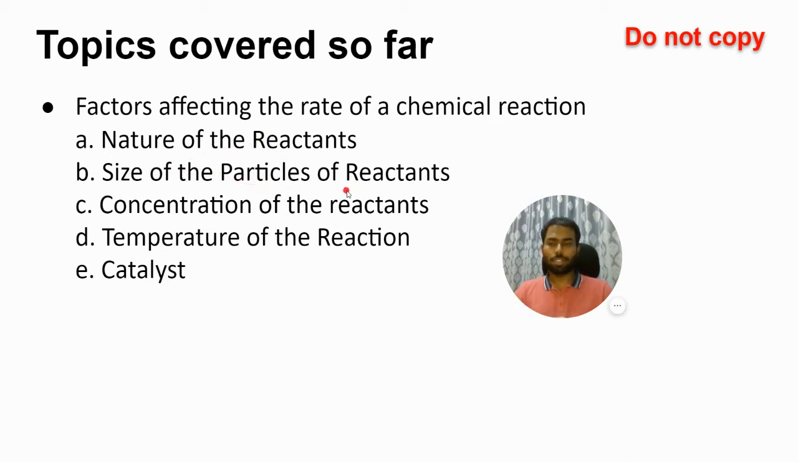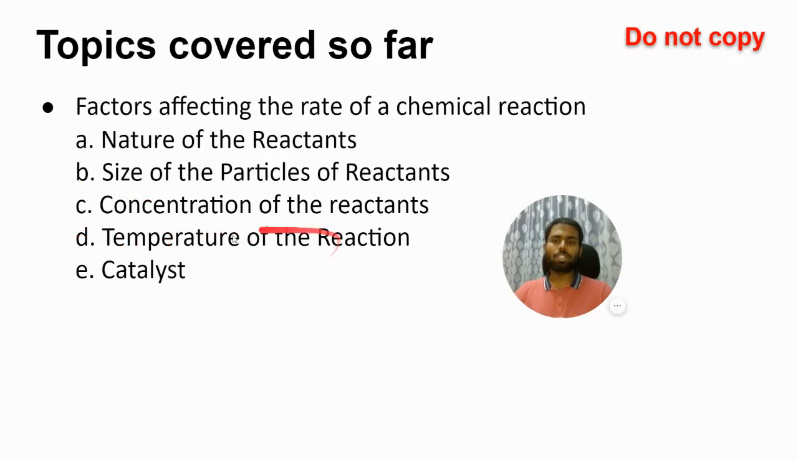Size of particles of reactants. If your reactant particles are very small, then the speed of reaction will be high. If the reactant particles are large, then the speed of reaction will be low. Concentration of reactants. So if you use a strong acid, or a concentrated acid, then the speed of reaction will be high. If you use dilute acid or a weak acid, then the reaction speed will be low.